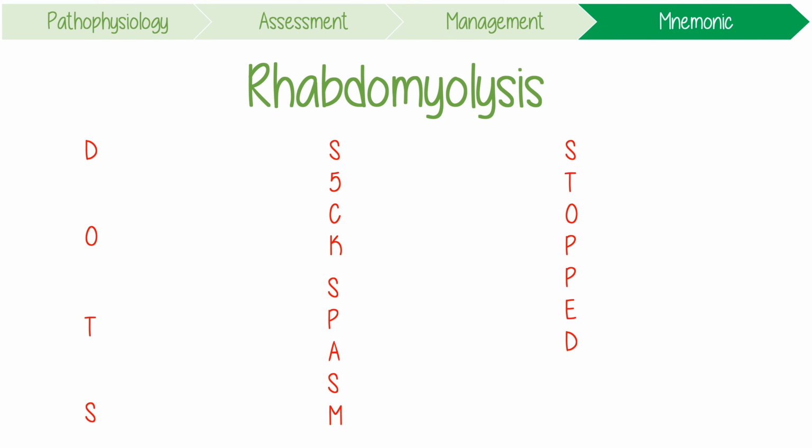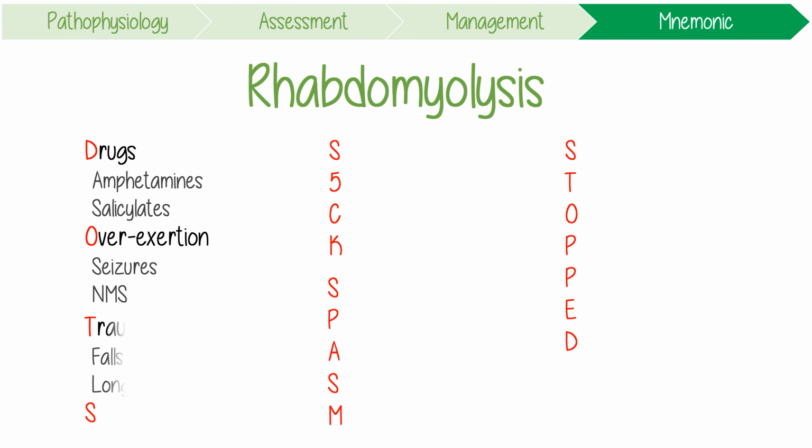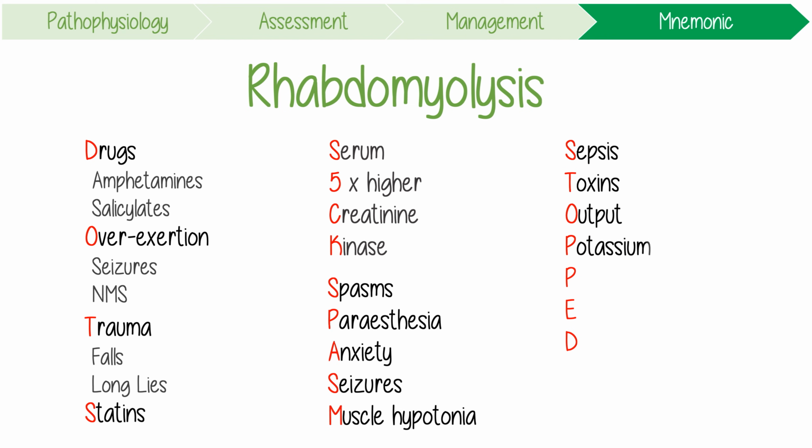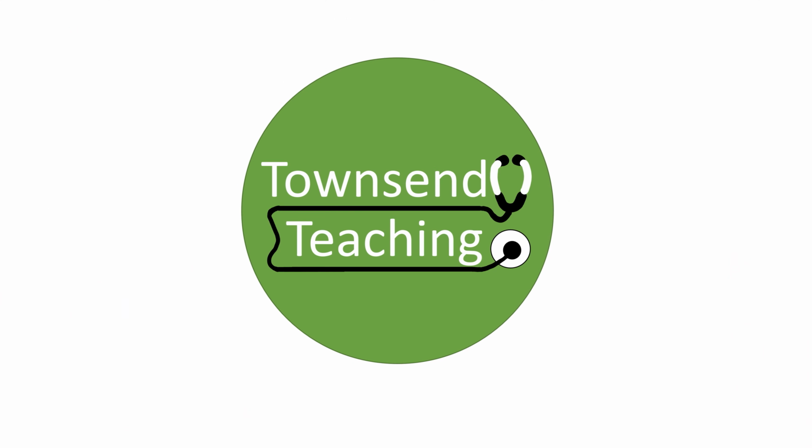DOTS is our acronym for the causes of rhabdo, including drugs, overexertional states, trauma, and statins. SUCKS means serum creatine kinase 5 times higher than normal, and SPASMS, which are features of hypocalcemia. Finally, STOPPED tells us to manage sepsis first, stop any toxic medications, output and input monitoring, potassium management, electrolyte management, and considering dialysis if necessary.